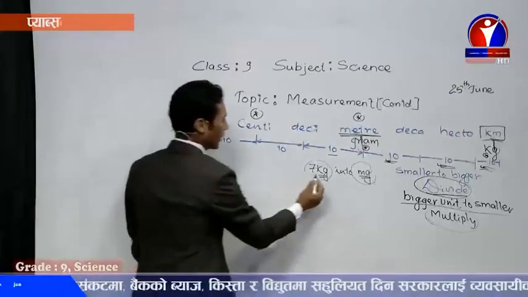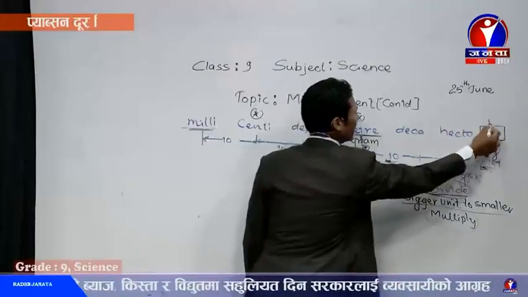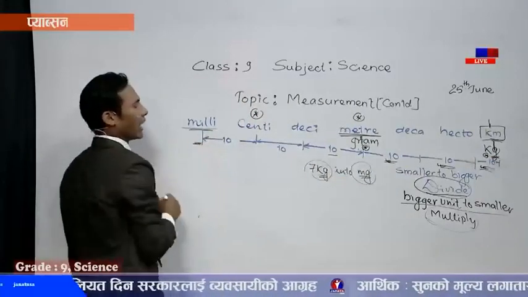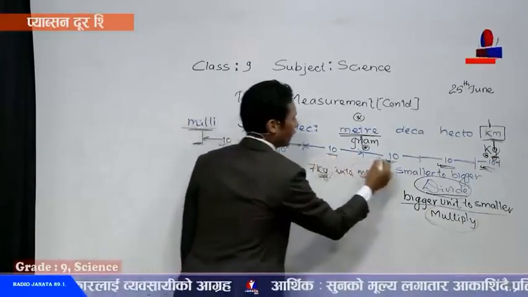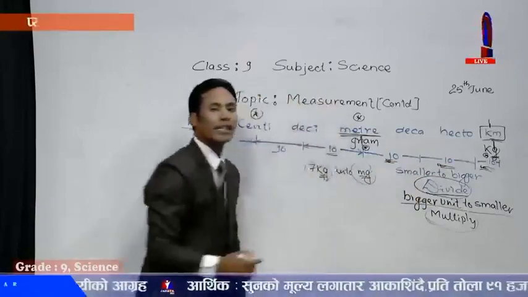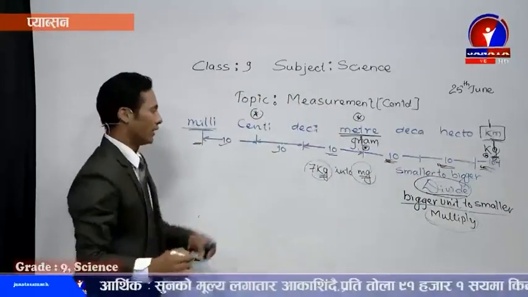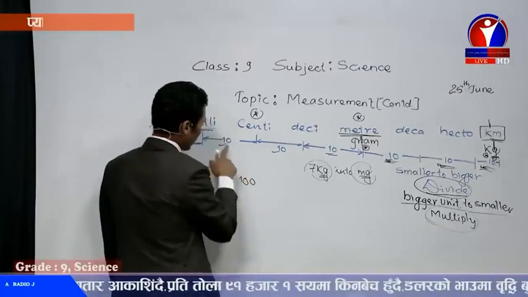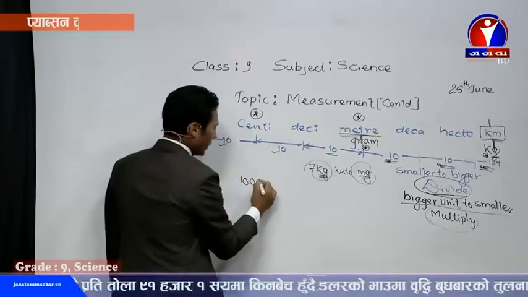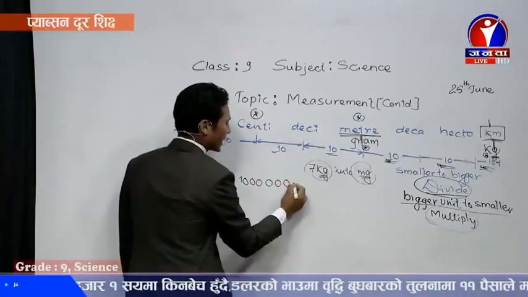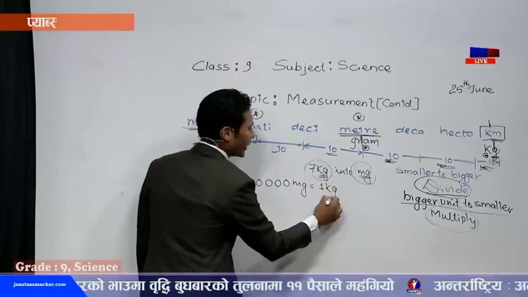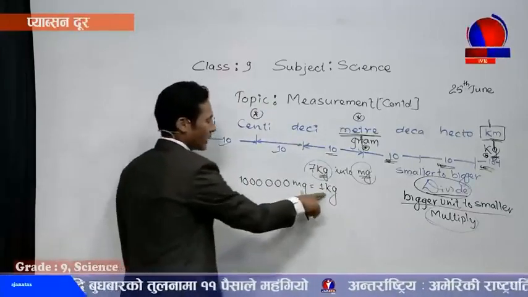Let's check. The kilogram is here, and the milligram is here. Again, there are 1, 2, 3, 4, 5, and 6 tens. So we can convert in the same previous way. That means 1, 2, 3, 4, 5, 6. This milligram equals 1 kg.